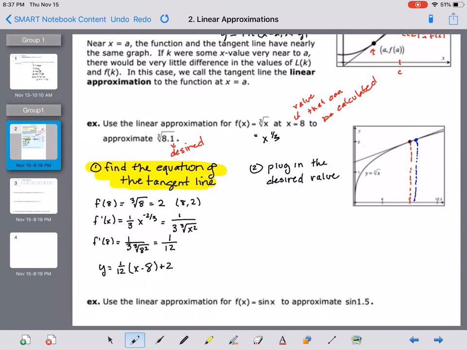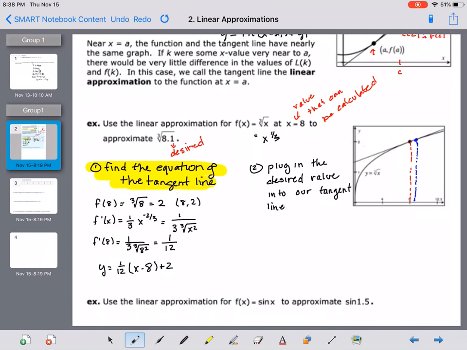Okay, into our tangent line. Remember, the whole point of an approximation is to calculate a value by hand that we can't calculate without the use of a calculator. So yes, we have a calculator now, but this is the process that was used before the invention of technology and the power that you guys have in your hands now.